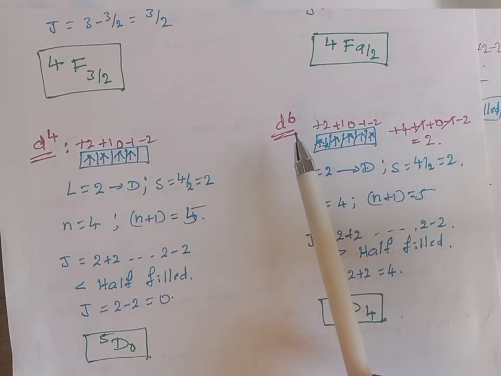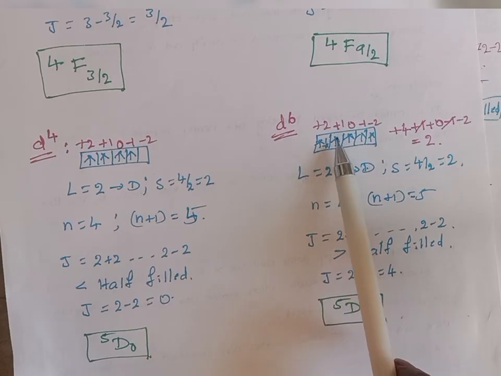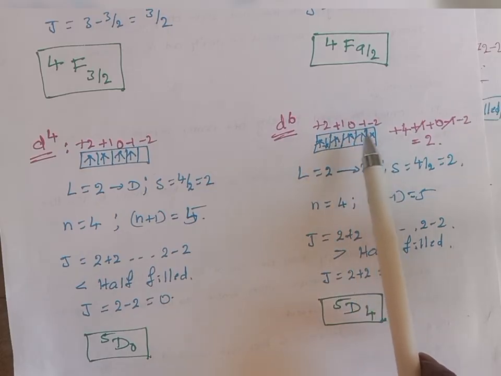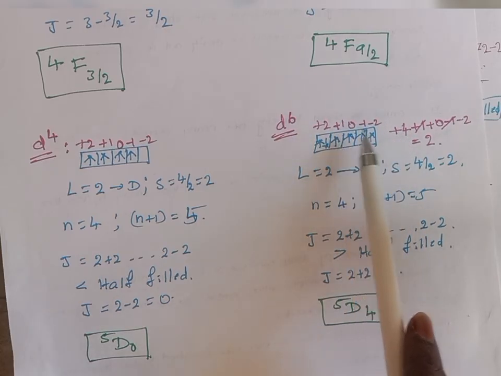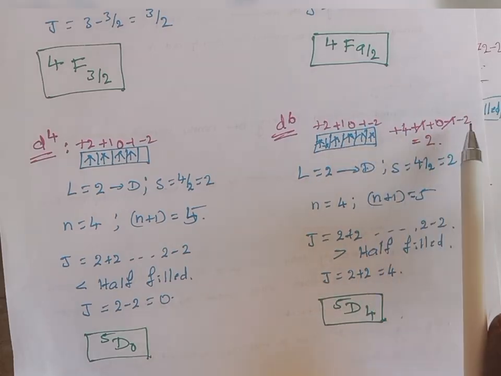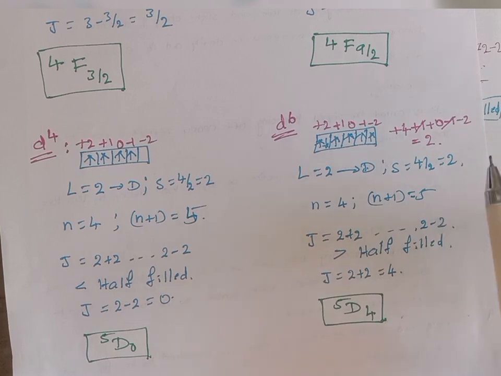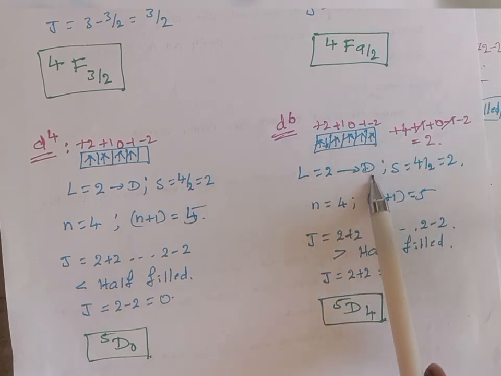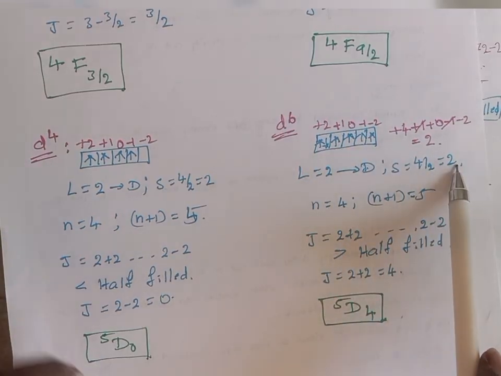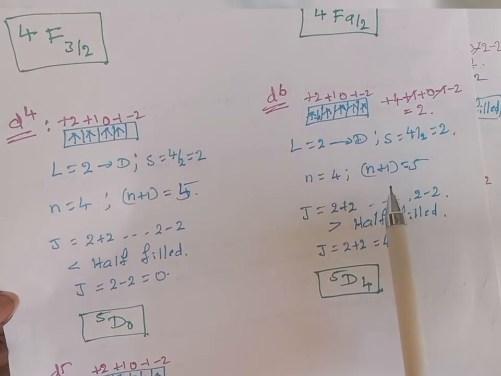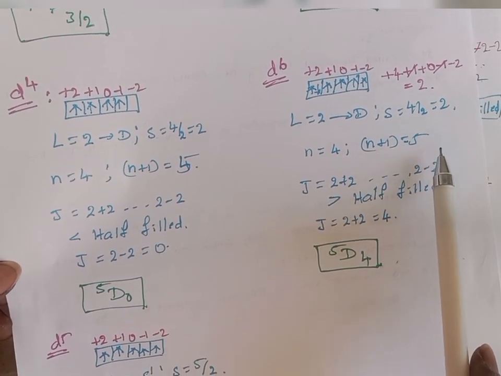If we see the D6 electron configuration, the 6 electrons will be filled like this: +2, +1, 0, -1, -2. Plus 2, 2 electrons are there, so +4. Plus 1, 1 electron is there, +1, and 0, minus 1, 1 electron, -1, minus 2, 1 electron, -2. Right? So if we calculate the L value, it is 2. If L equals 2, the term will be D. S equals the number of unpaired electrons by 2, so 4 by 2, that is 2. n is 4, therefore 2S+1 will be 5.